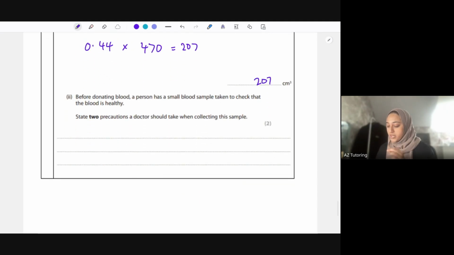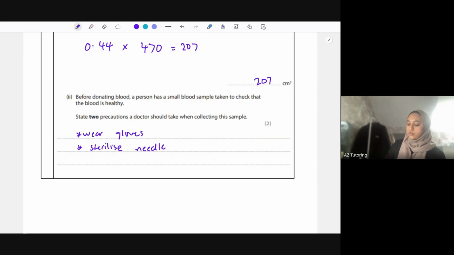Before donating blood, a person has a small blood sample taken to check that their blood is healthy. State 2 precautions a doctor should take when collecting this sample. Well, you're dealing with blood, so you probably should be wearing gloves. That's one point you could have said. You would sterilize the needle that you're using.